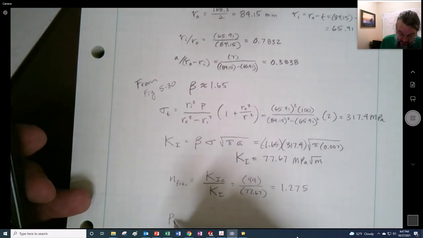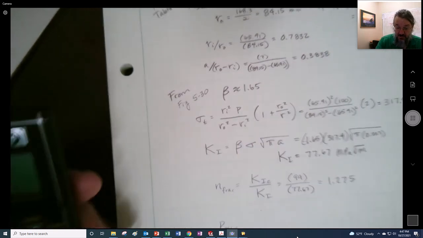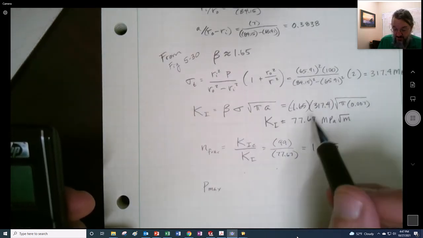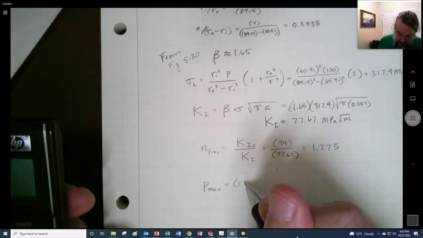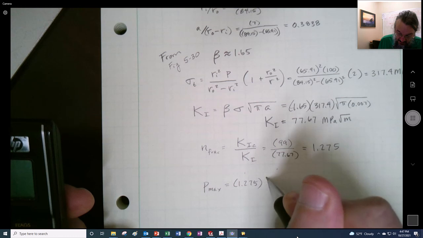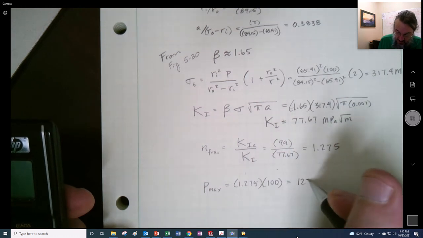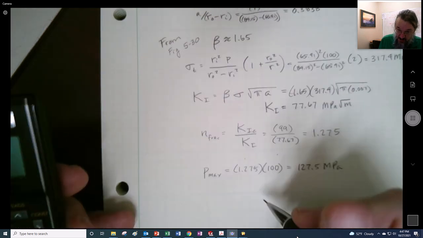So our P max, the idea there is we could say that they're proportional to each other. So we say that we're going to take 1.275 times my 100, and I'm going to end up with 127.5 megapascals as our maximum. So that's going to be our answer.